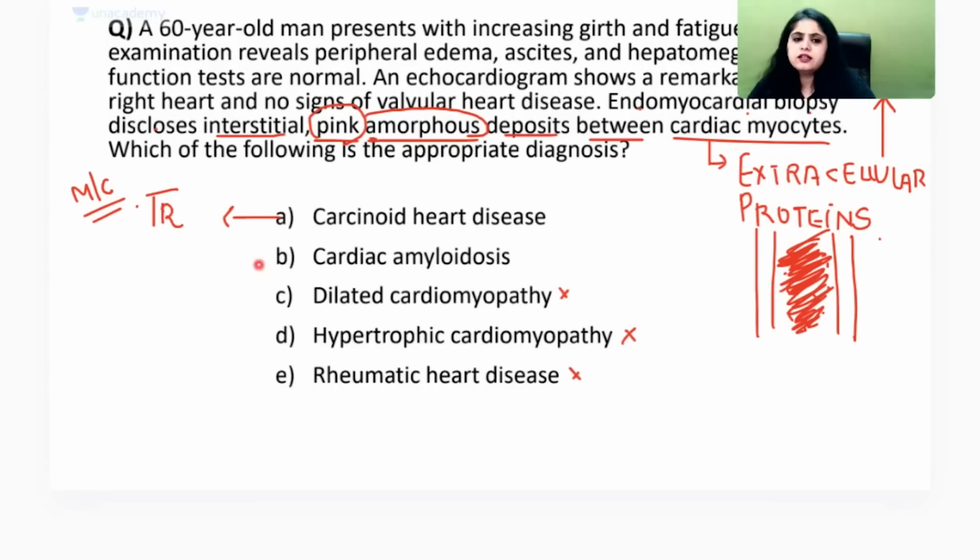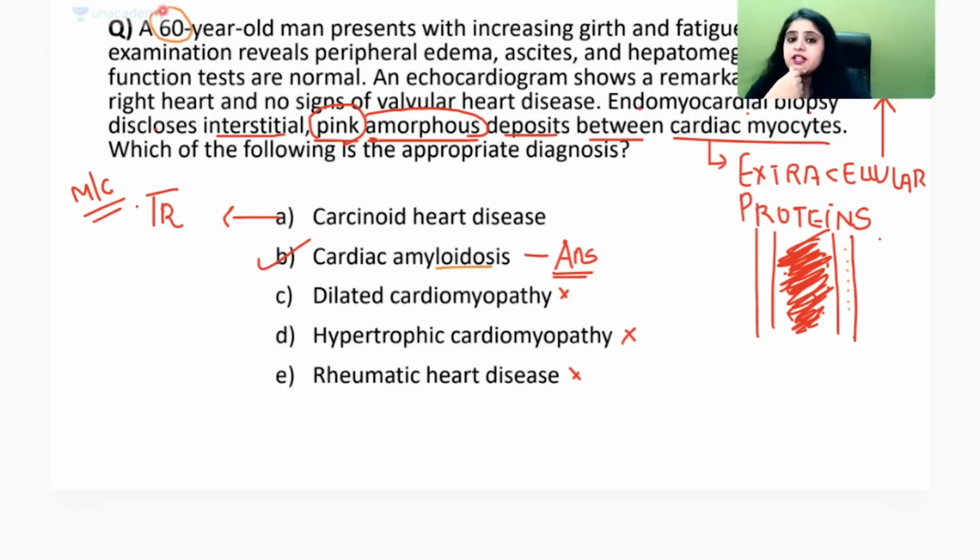Now let's read the question. Clear cut answer, I've got. It is cardiac amyloidosis and it's very obvious because what is the definition of amyloid? Amyloid is an extracellular protein. Extracellular is always the catch point. Amyloid will never be inside cells. It is always extracellular.